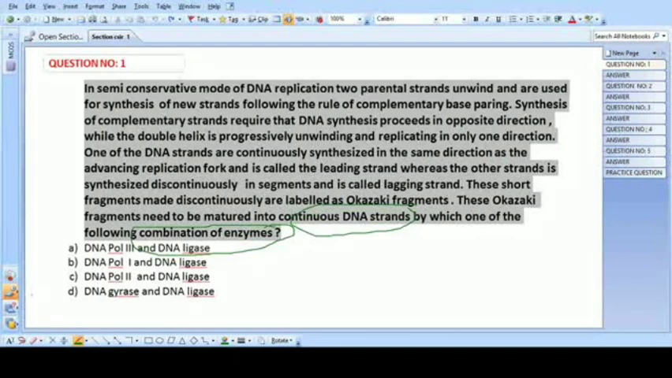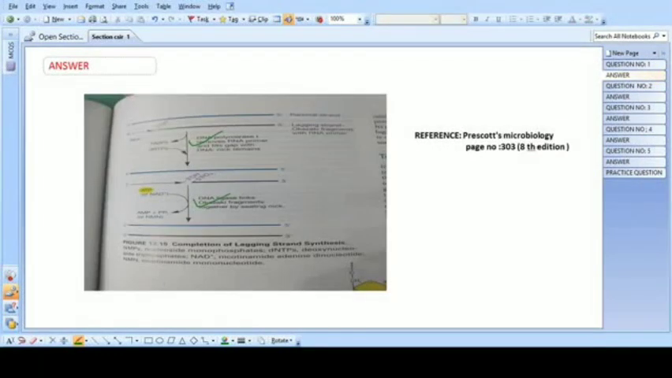From this question, we have to find a combination of enzymes. What kind of combination of enzymes? Combination of enzymes that are used to form a continuous DNA strand from the Okazaki fragments. From the theory part of DNA replication, we all know that the last portion of DNA replication is the synthesizing of an Okazaki fragment.